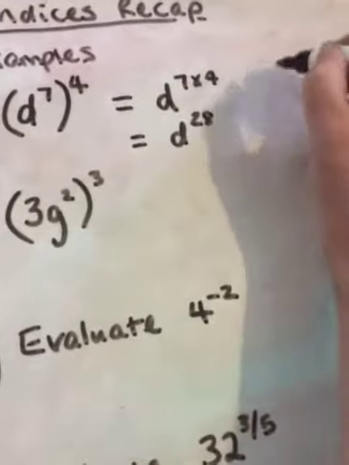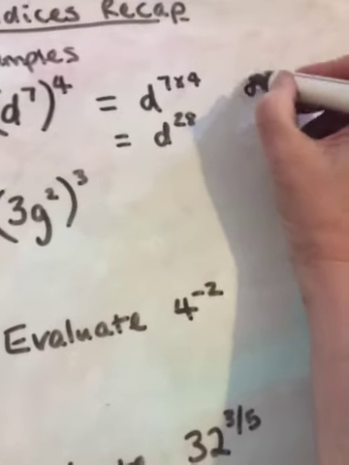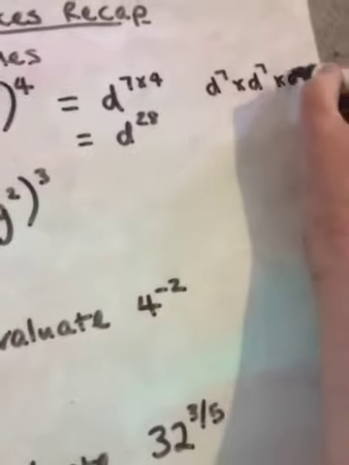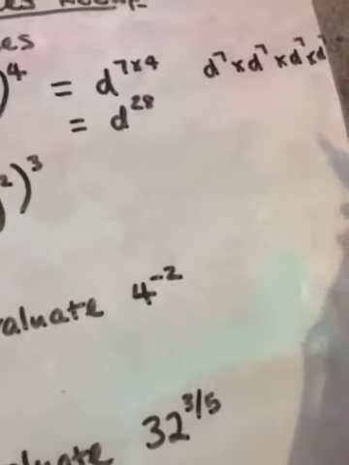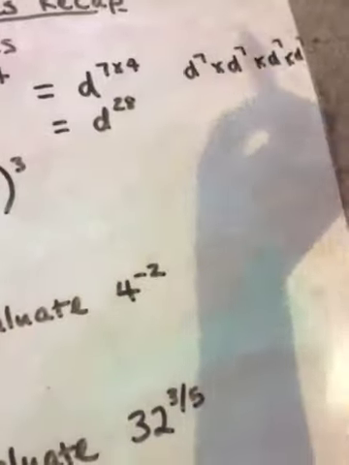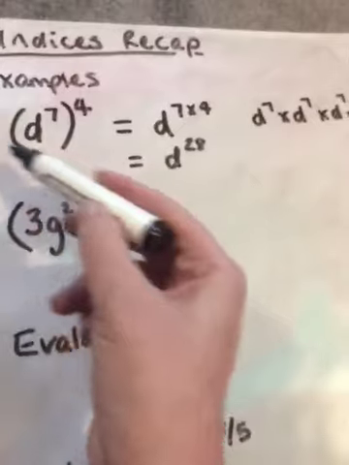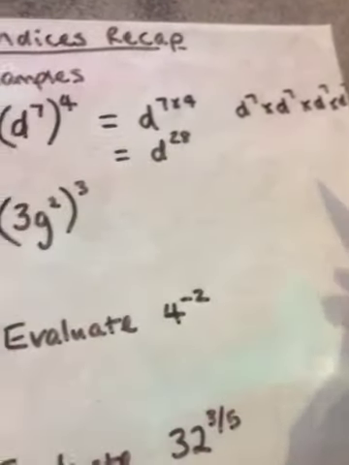And the reason for that is, if you remember your rules of indices, that just means we've got d to the 7 multiplied by d to the 7 multiplied by d to the 7 multiplied by d to the 7. And using rule 1, we can just add 7 plus 7 plus 7 plus 7 and we get 28. So if you don't remember rule 3, then you can always rewrite it and then apply rule 1.